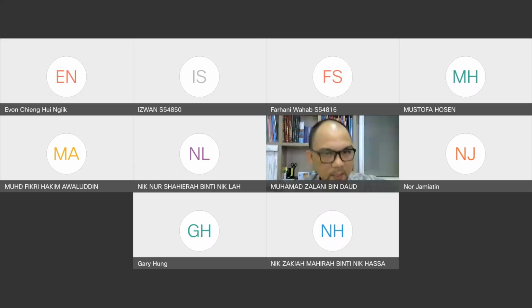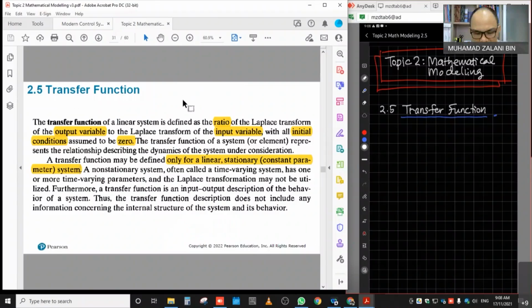So in today's session, I'm going to discuss 2.5, which is the transfer function. Last week, in week 6, we finished 2.4, which was about the Laplace transform. A lot of things we have learned about the Laplace transform, and we are going to use it in another part of the second topic, the mathematical modeling topic, which is 2.5 transfer function.